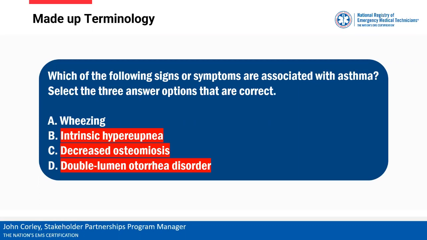They'll recognize it. Like intrinsic hypereunia, double lumen autourea disorder. Like those aren't really things that we deal with in EMS. So this also is kind of out of scope stuff too, right? So if you got something on your exam that's out of scope, they'll recognize it or should recognize it as out of scope and immediately be able to eliminate that option. Or if a word looks weird, somebody who's a good test taker will look at a weird word and be like, I'm not familiar with that, and eliminate it because they don't know it. That's oftentimes something they'll do.